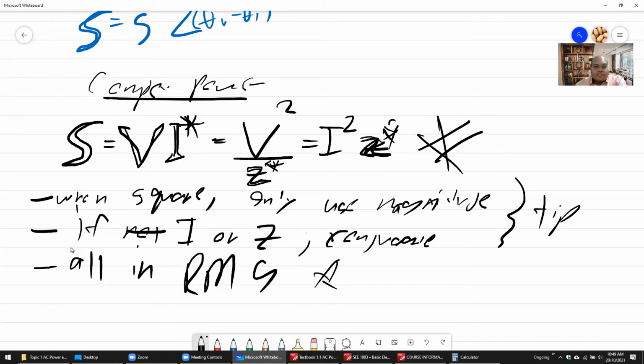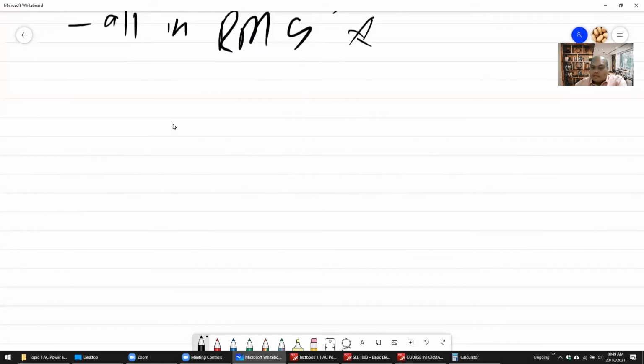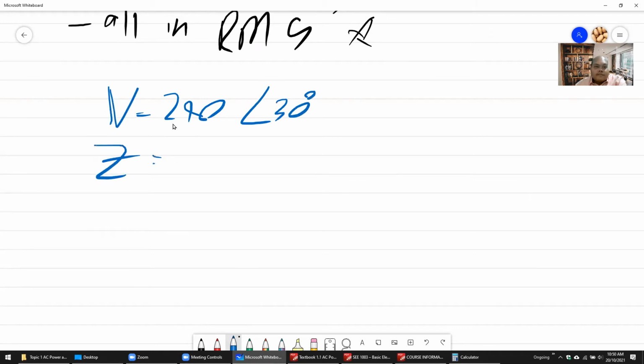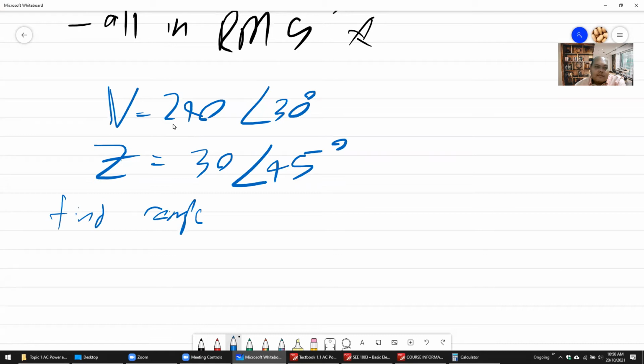So how to use it? I already showed you V and I. How about Z? I give you an example here. V is 240 angle 30 degree, for example, and Z is 30 angle 45 degree. So you have V, you have Z. Find the complex number.